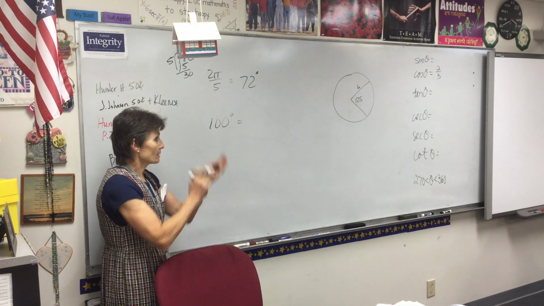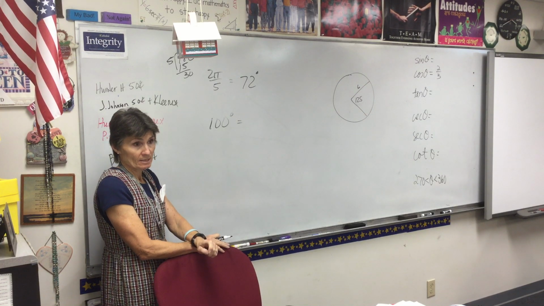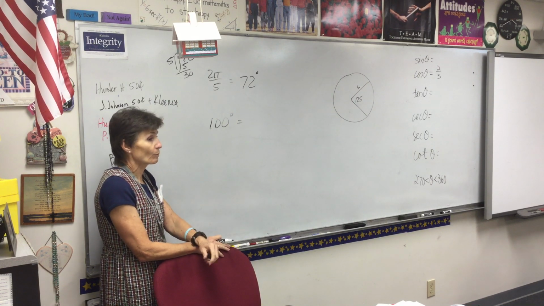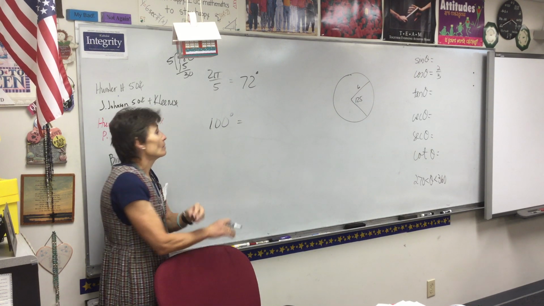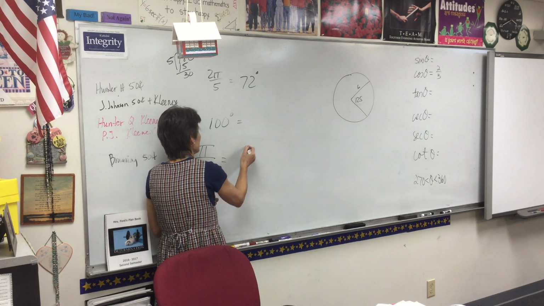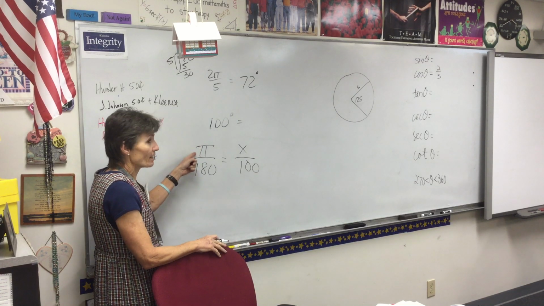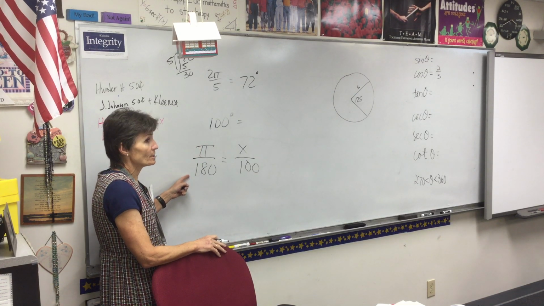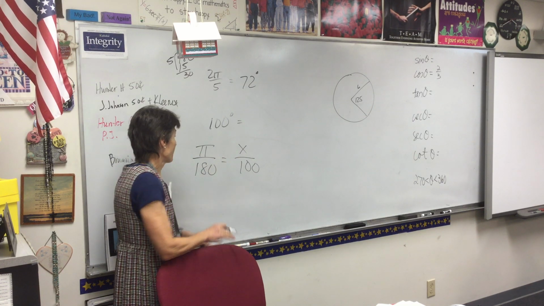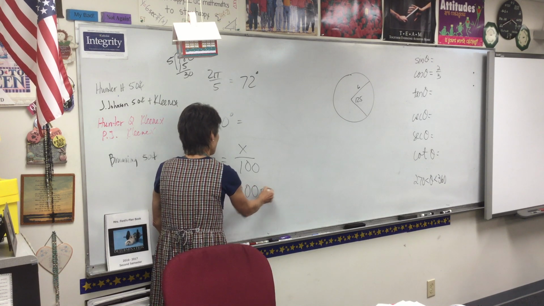Right? Got that one. Okay, now change this one into radians. What's our strategy when we have to change a degree into a radian? We set up our proportion. Pi over 180 equals x over 100. Pi over 180 never changes. X over whatever your angle is. So 180x equals 100 pi.